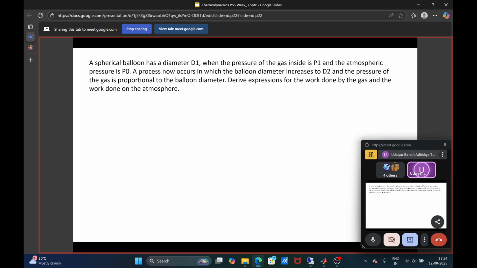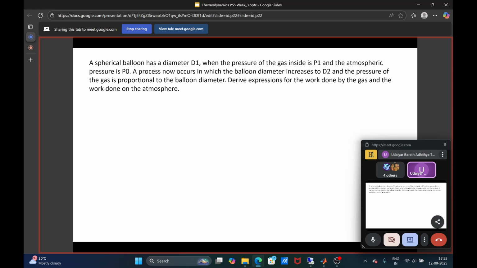So what we have is atmospheric pressure P0, and initially the balloon is at diameter d1 with pressure P1, and they say when it is rising, its pressure increases proportional to the diameter. So we can assume P is any linear function of diameter, P is A times diameter plus B. So we have two unknowns, so we need two conditions.